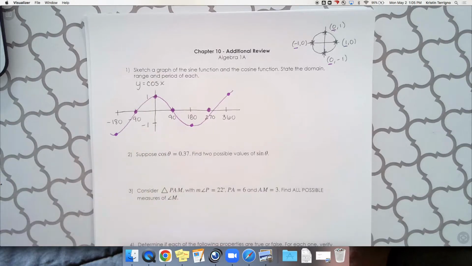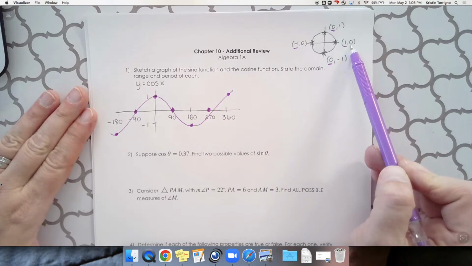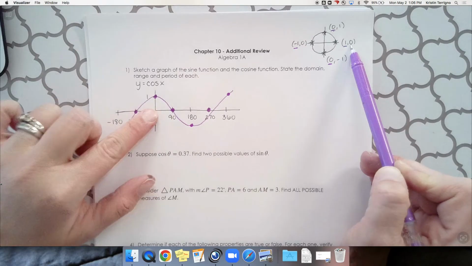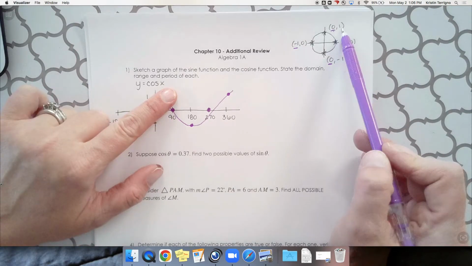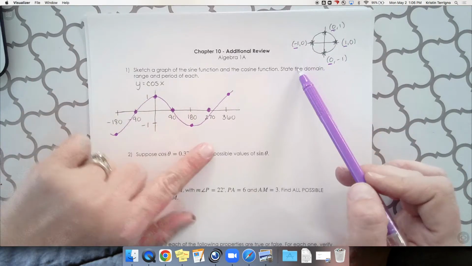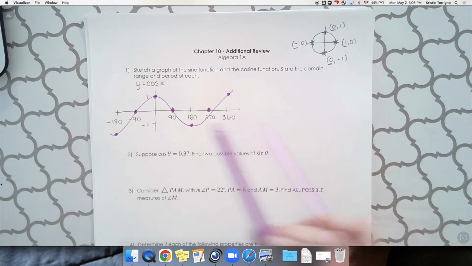Okay, so that's what our graph looks like. The sine function, if I asked you to graph the sine function, would work exactly the same way, except you'd be taking these numbers off your unit circle, right? So you would start at 0, and then you would go up to 1, and then you would come back down to 0, and then -1, and then back to 0. So it's going to look exactly like this. It's just shifted over slightly.